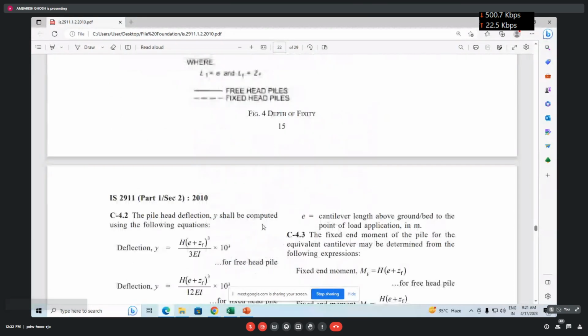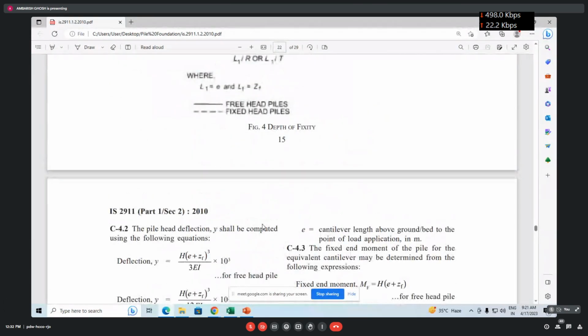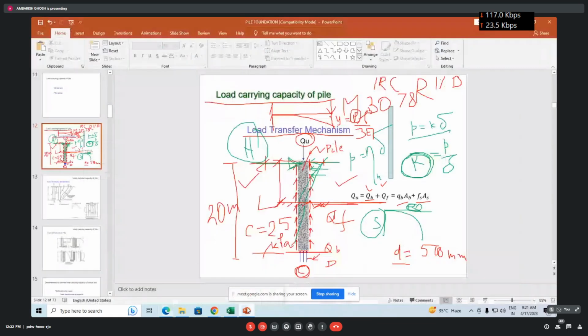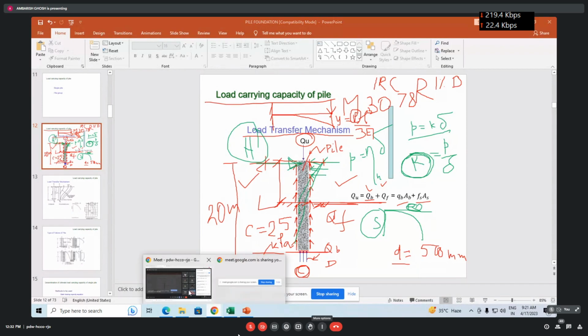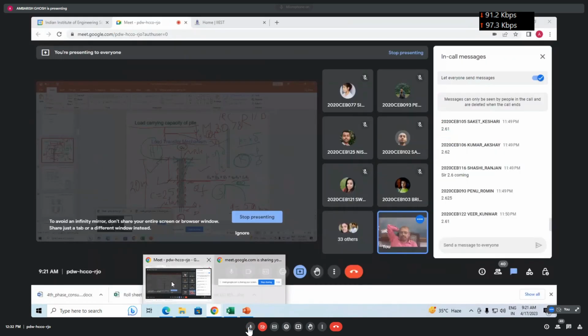So now you are in a position that for a given soil profile, you can calculate the horizontal load as per IS 2911, and also you can calculate the moment. Yes or no? Yes, sir.